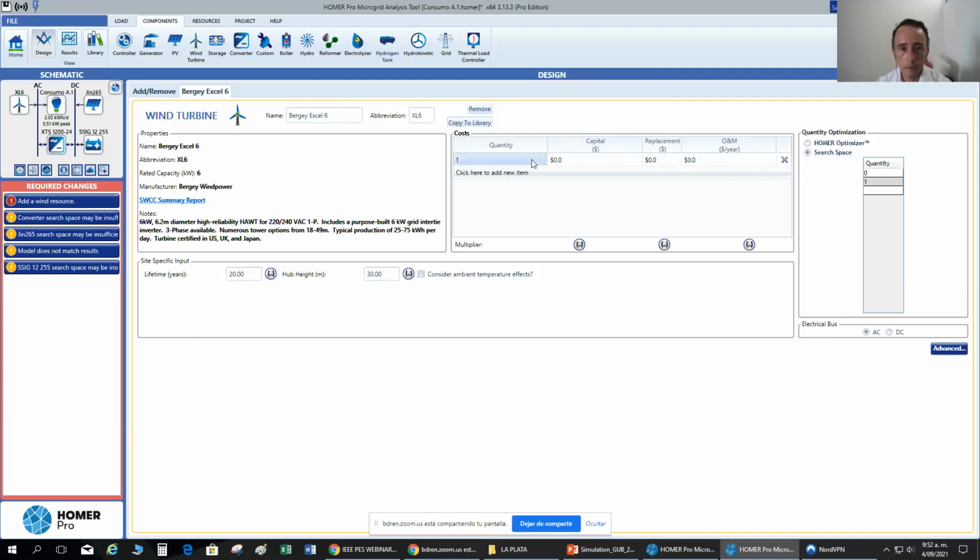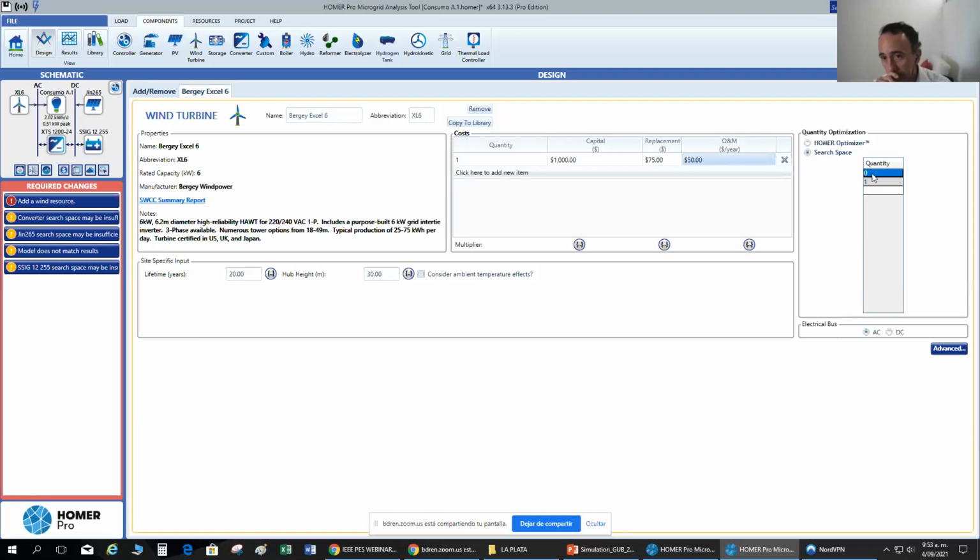And it's asking me how many I'm going to use. Just one. How much does it cost? Let's say 1,000 US dollars. Replacements could be only a blade, so let's say it costs, I don't know, 75 US dollars. How much for operation and maintenance? 50 could be. Okay.